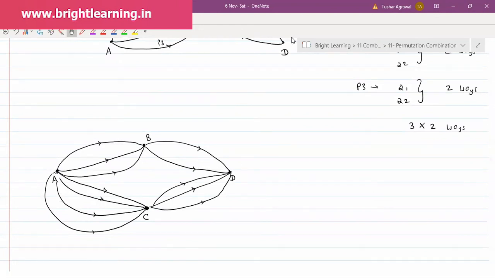Write your answers in the chat box. 2 ways. Write your answers in the chat box. 2 is not the answer. The answer is not 2. Okay. Think for a while.